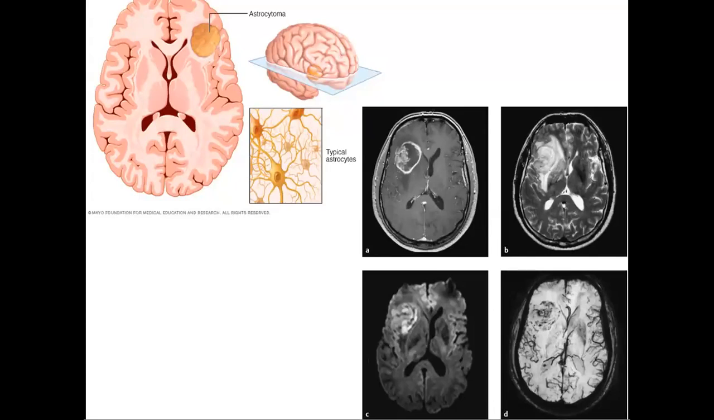In that tumor, which cells are involved? The cells involved are astrocytes. So you can see them looking translucent, right? They are what we see in radiological imaging when we do the MRI or CT scan. This is how it is going to appear.